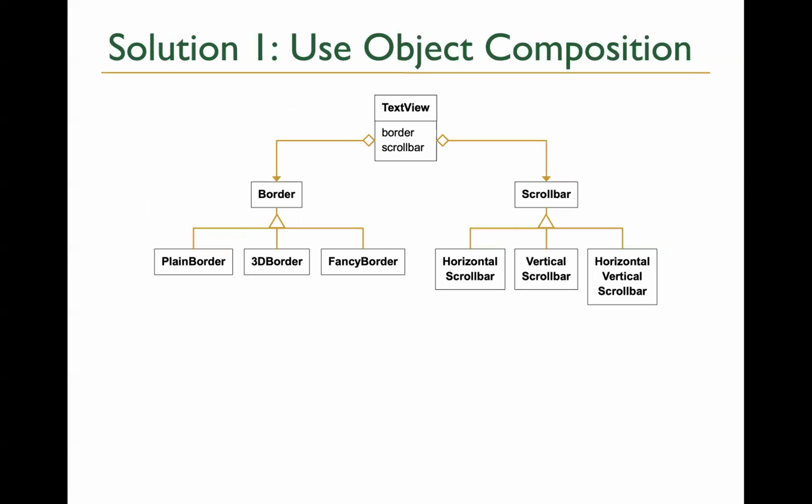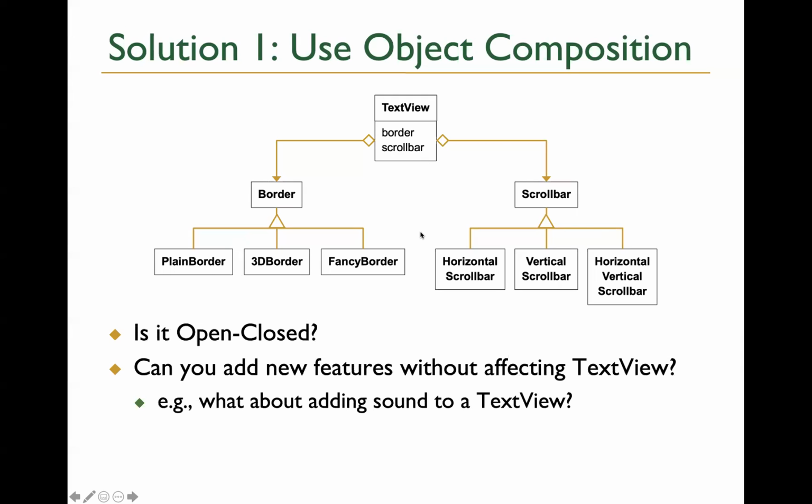So a very simple way to deal with the issue is that we use composition. For example, in the text view, you could have two specific references, one pointing to the border, one pointing to the scroll bar. Then you build two different hierarchies, and for different types of border, you use subclasses. And also for different kinds of scroll bar, you use subclasses as well. So that's an easy way to solve this problem. All you need to do is pass a specific border or a specific scroll bar to this parent class. But this is obviously not perfect.